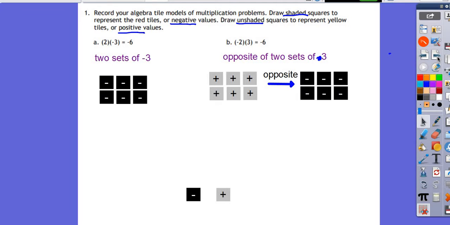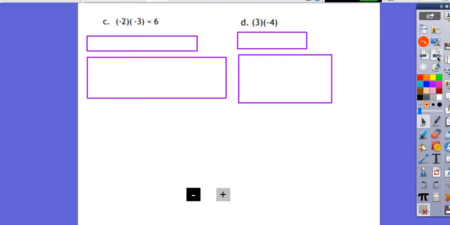Let's take a look at a few more. C. I have negative 2 times a negative 3, and that equals a positive 6. I need to change that into words. I see a negative written first, so what must I write first? Opposite. Then what kind of sets do I have? How many sets do I need? I need opposite of 2 sets of negative 3. So write that down. Opposite of 2 sets of negative 3.